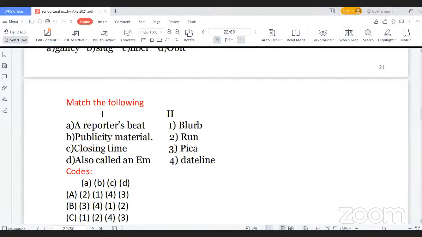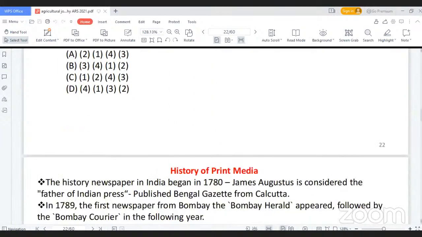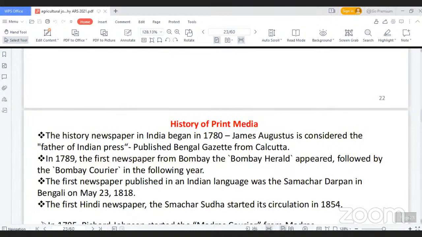A reporter's beat is known as RON, and publicity material is blurb. This is the answer, maybe one. A reporter's beat is also known as RON, and publicity material is known as blurb. And closing time is known as deadline. And also called an M, that is PICA. Then you can discuss the history of print media.